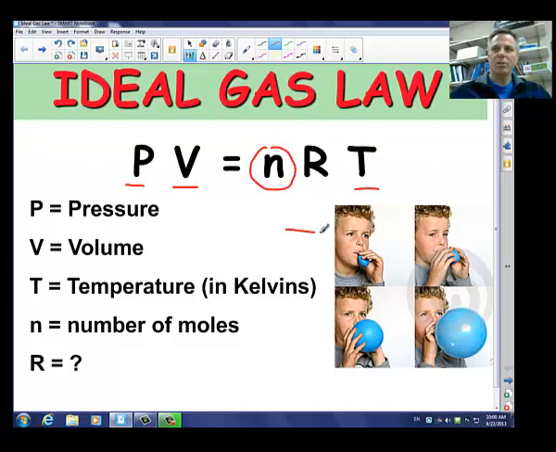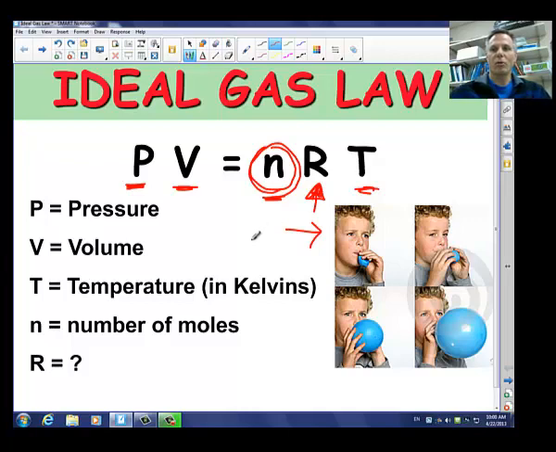So, for example, you can see this little kid over here blowing up a balloon. As he puts more molecules into the balloon, the volume increases. In other words, the more moles that he adds into the balloon, the greater the volume. So now we're going to take into account the number of moles as well. So we're going to look at the ideal gas law when we have pressure, volume, temperature, and the number of moles. To do this, we're going to have to look at something called the ideal gas law constant, which is the value of R here.